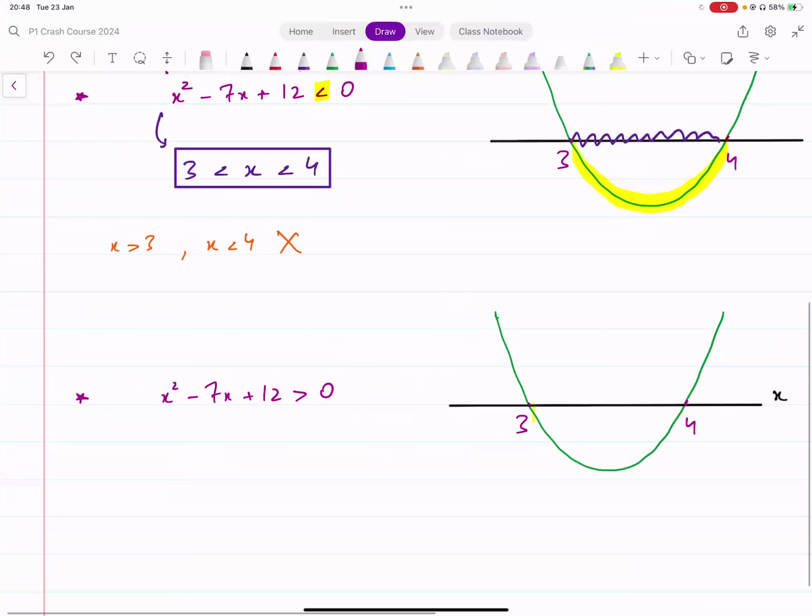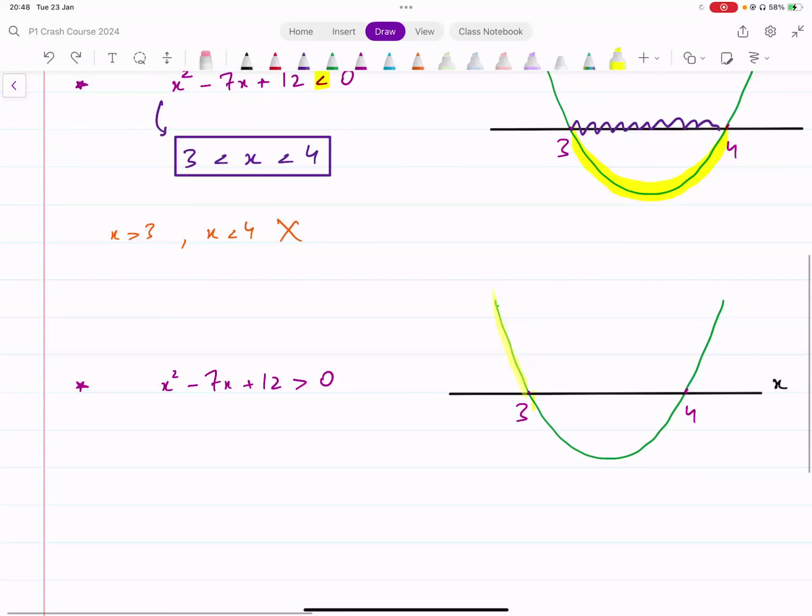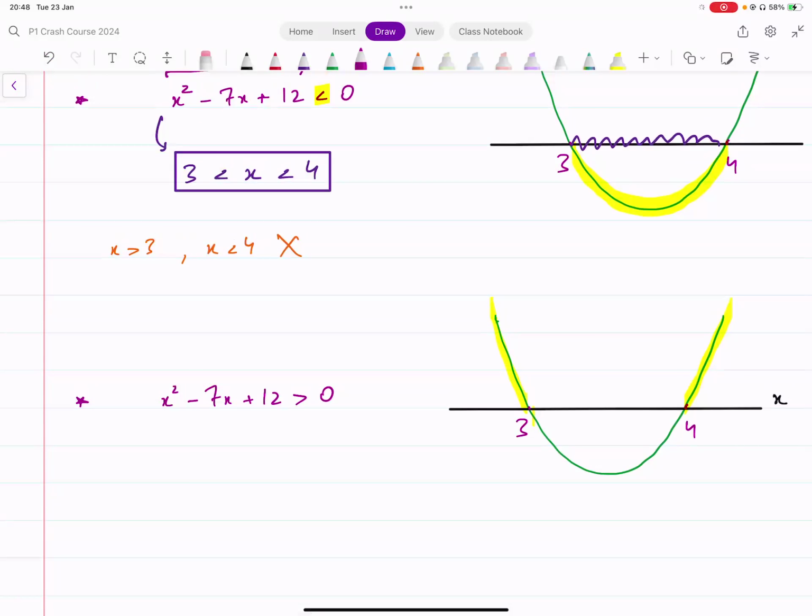So now it says x squared minus 7x plus 12 is greater than 0, right? So you look at the graph and see where the y value of this graph is greater than 0. Where is the graph above the x-axis? What region is that? That's this region here, and this region here, right? These are the two regions that we have. So that's correct. Most of you are giving me the correct result.